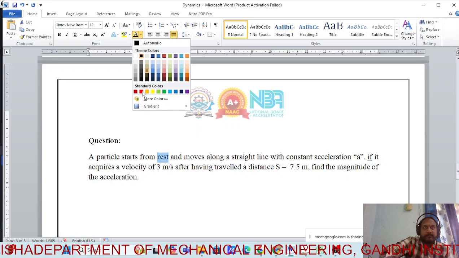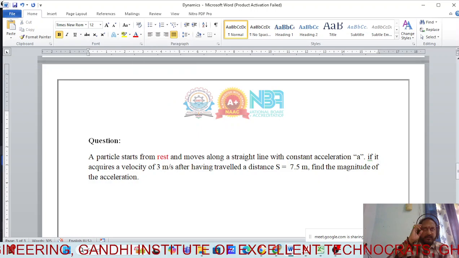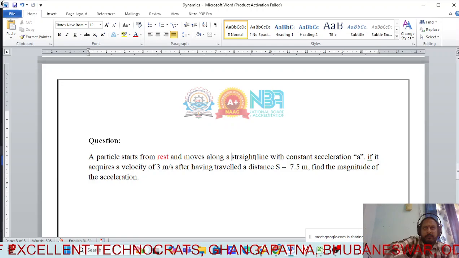So by reading the question, let us do this problem. A particle is starting from rest, means what is the initial velocity? 0. And it is moving along a straight line with how much acceleration? With acceleration a. Clear? And how much velocity is it acquiring?